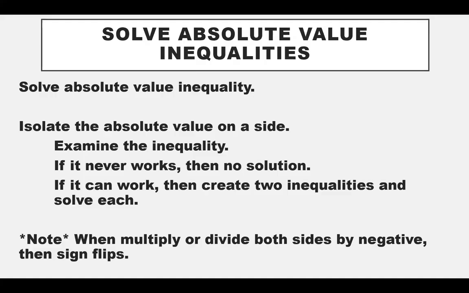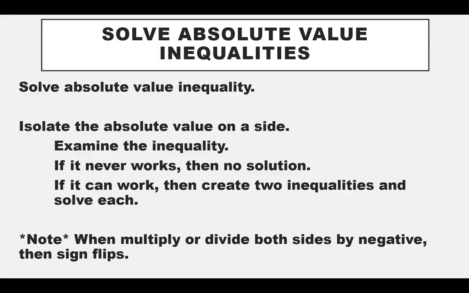If it never works, then there's going to be no solution. If it always works, it's all real solutions. But if it sometimes works, then we're going to create two inequalities and solve each, just like we created two equations. Now, with inequalities, the thing we have to worry about is that when we multiply or divide both sides by a negative number, then the sign flips.